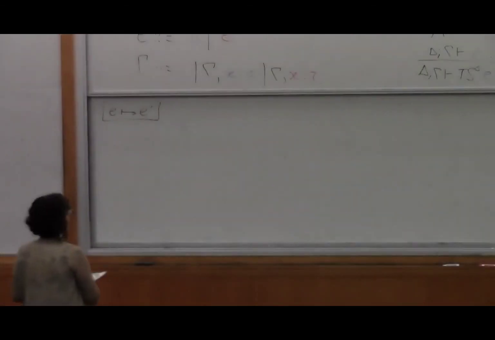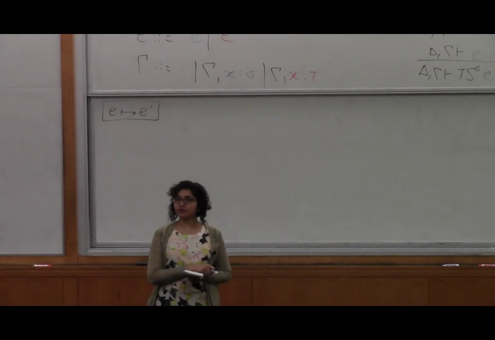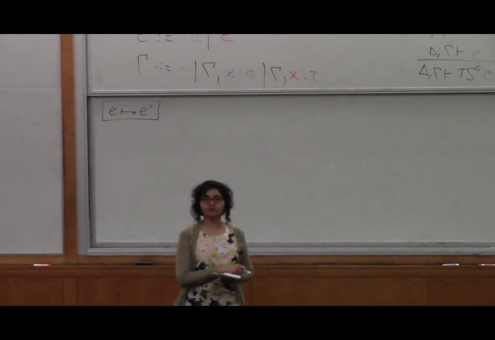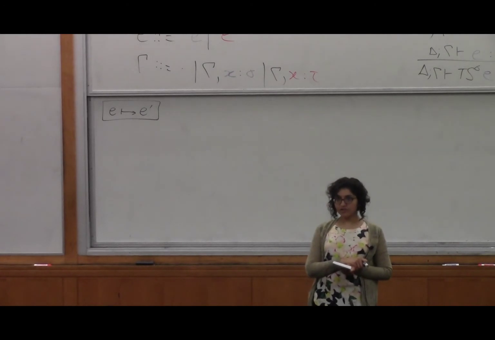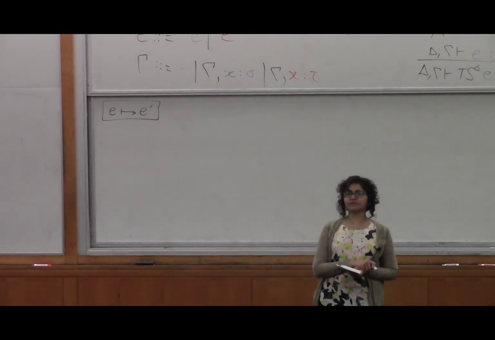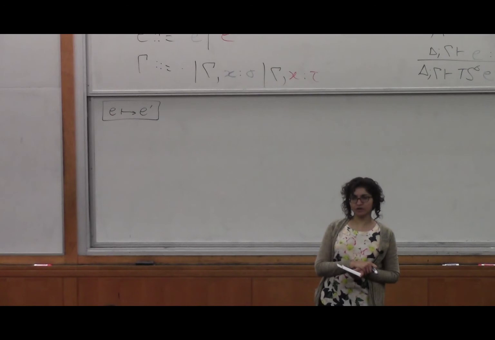The first typing rule. Yes, the first typing rule is saying that that red E has a type. In some ways it's saying that it has a red type tau, such that tau is equal to the translation of some sigma.